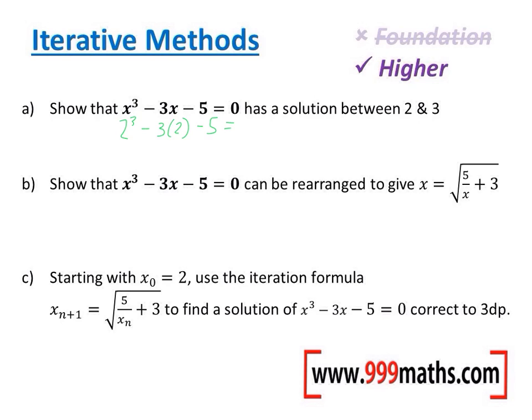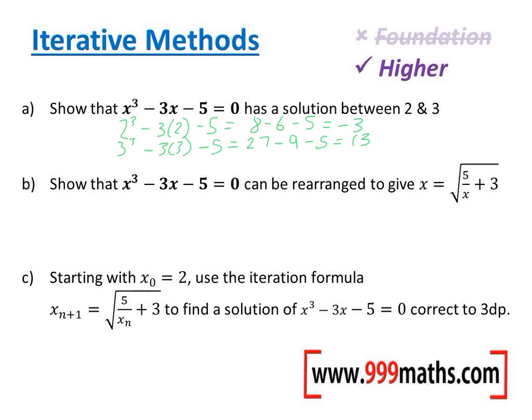Now 2 cubed is 8, minus 6, minus 5. 8 minus 6 is minus 2, minus 5 makes minus 3. Let's now substitute 3 in. So 3 cubed minus 3 times 3 minus 5. 3 cubed is 27, minus 3 times 3, which is 9, minus 5. 27 minus 9 is 18. 18 minus 5 is 13.